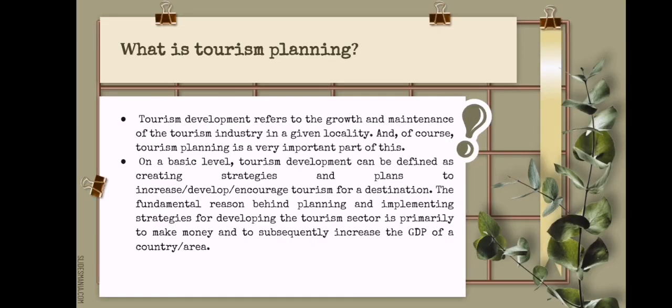So the next one is, what is tourism planning? Tourism development refers to the growth and maintenance of the tourism industry in a given locality. And of course, tourism planning is a very important part of this. On a basic level, tourism development can be defined as creating strategies and plans to increase, develop, and encourage tourism for destinations. The fundamental reason behind planning and implementing strategies for developing the tourism sector is primarily to make money and to subsequently increase the GDP or gross domestic product of the country or this area.